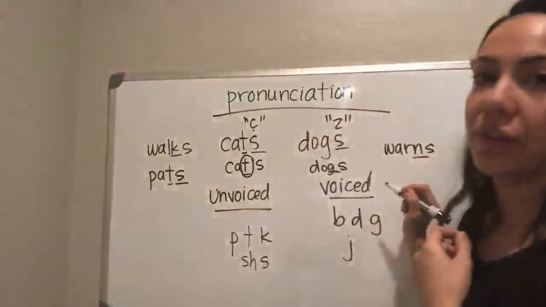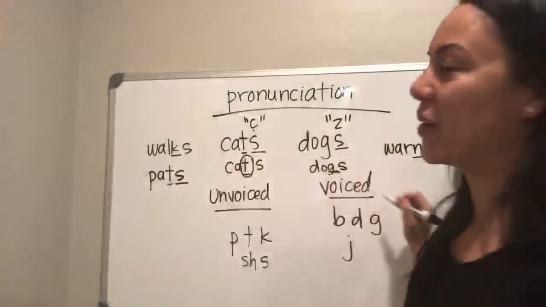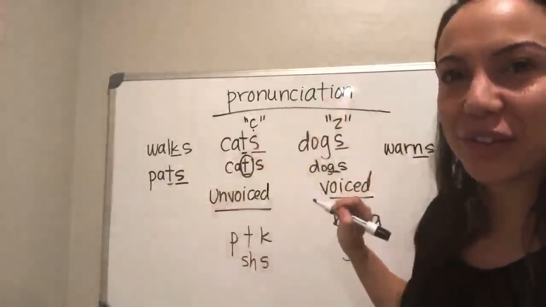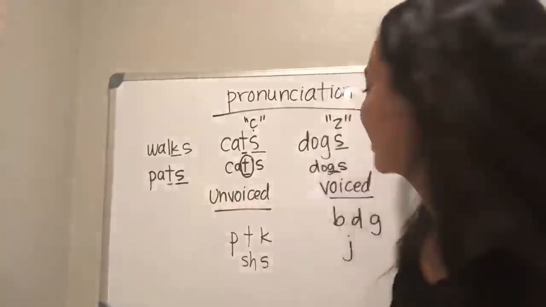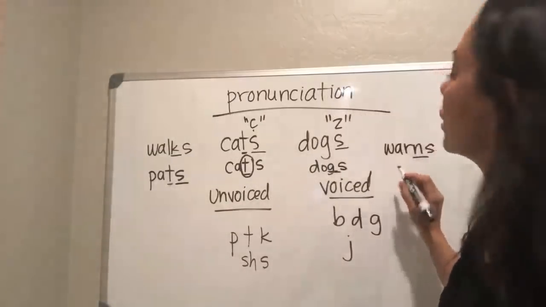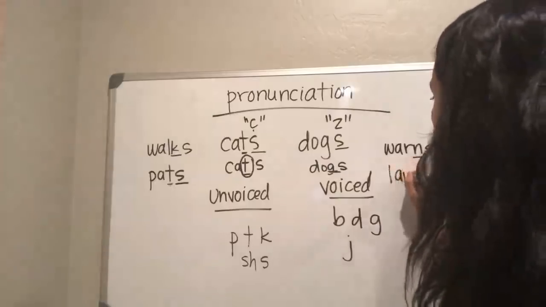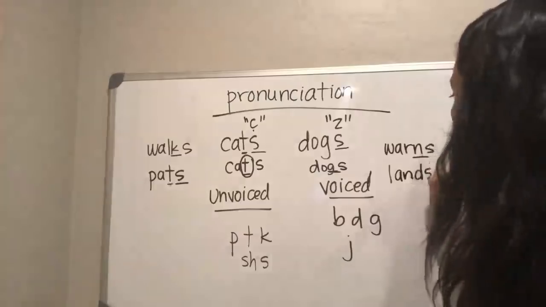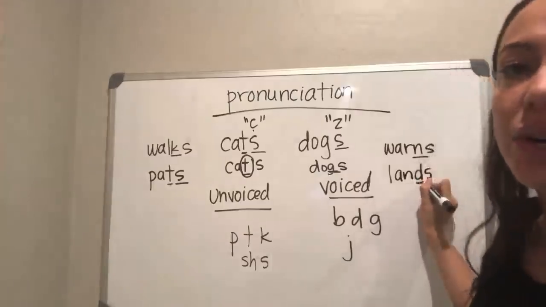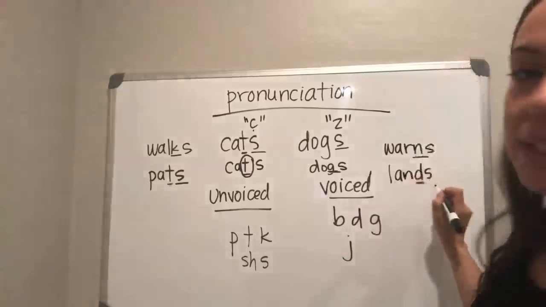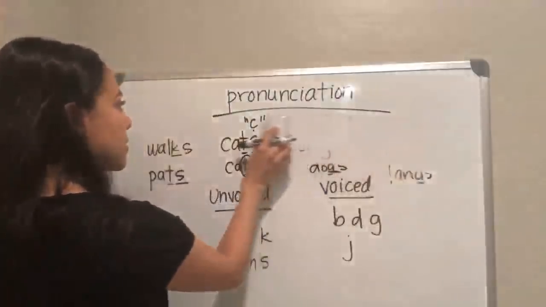Let's see, let's come over here. Maybe I should go on different sides. We'll do one more and then I'll switch them up for you guys. Do like a little quiz. Okay, let's see. What's a word? How about this one? Is this voiced or unvoiced? And then here we go, lands. Okay, now let's get rid of this.